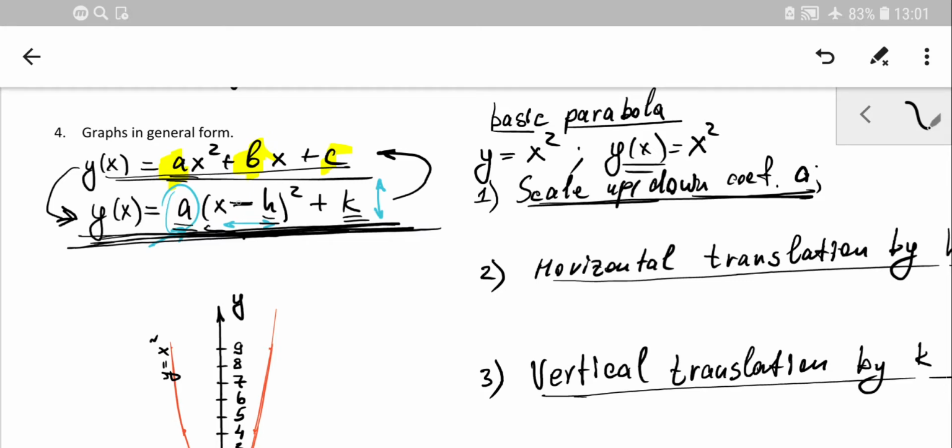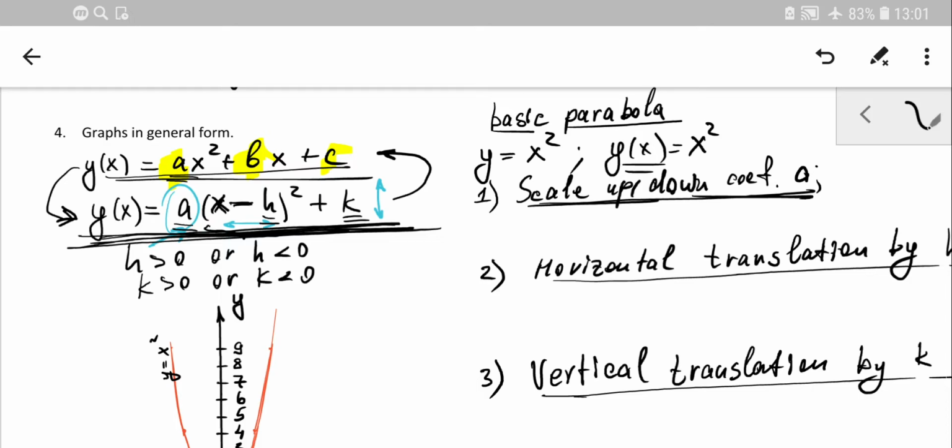For simplicity, instead of x plus or minus h, I will use the standard vertex form, because in the standard vertex form we only use x minus h. However, h might be positive or h might be negative, as well as k might be positive or k might be negative. And for simplicity, we will use x minus h.